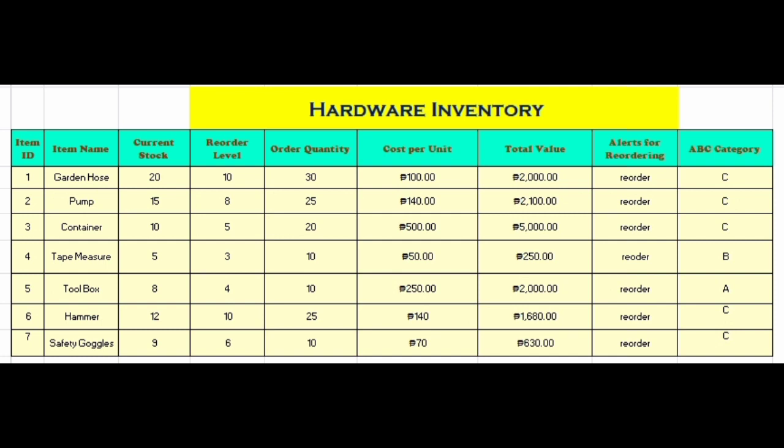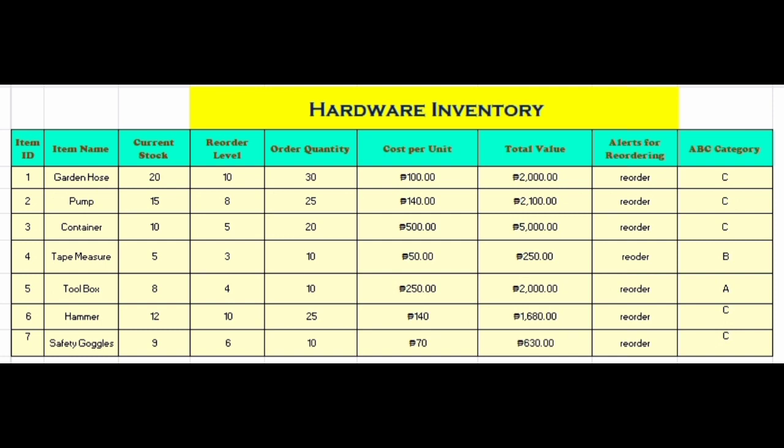For example, toolbox is categorized as A because it has a higher value. And tape measure is categorized as B. Then garden hose, pump, container, hammer, and safety goggles are categorized as C.